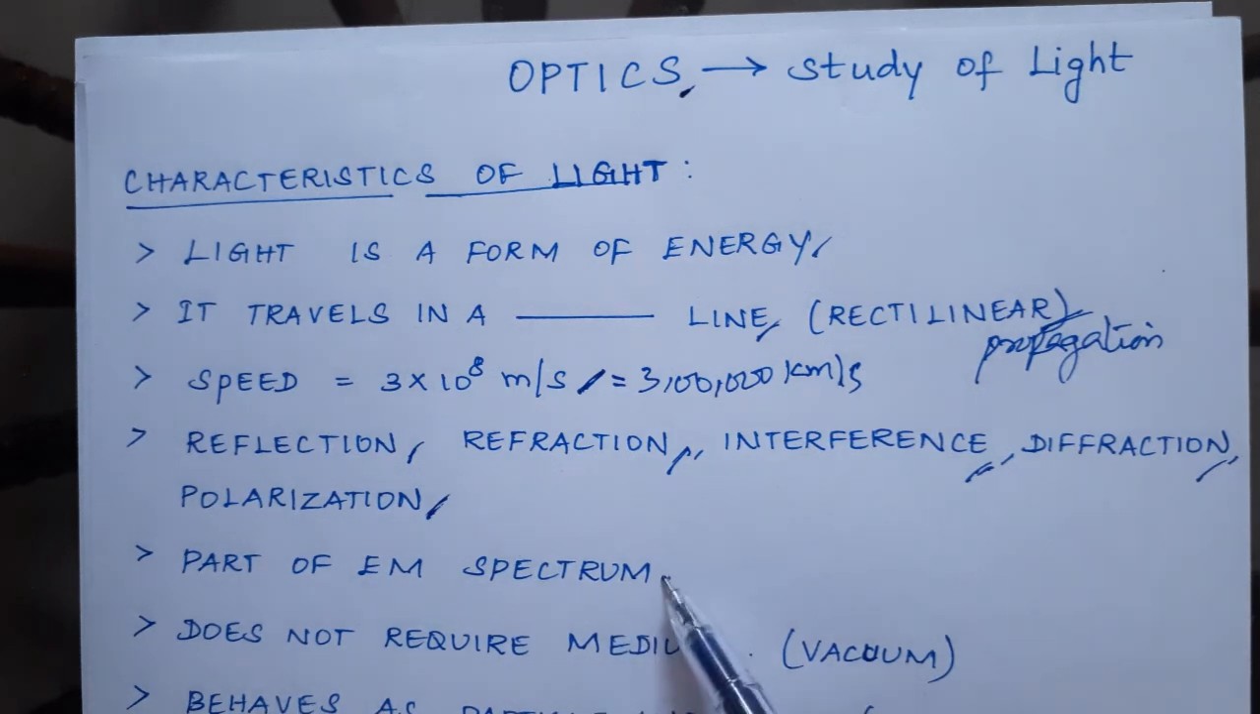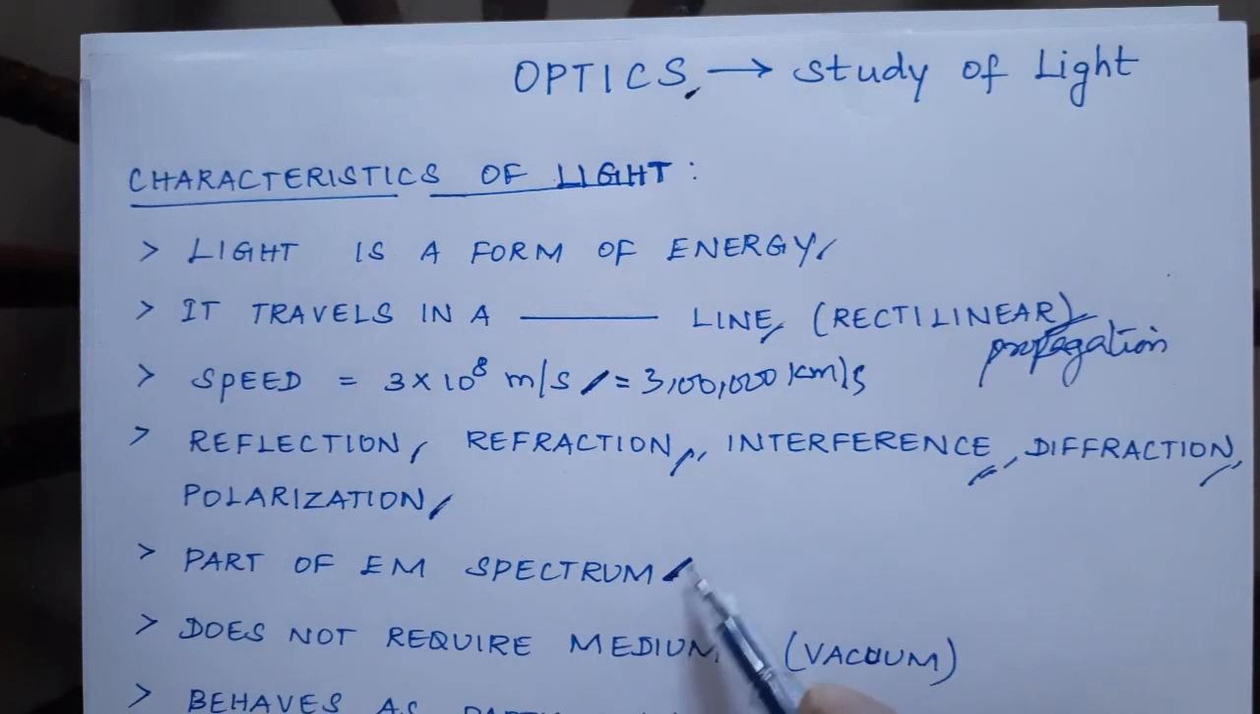Right. Light is a part of the electromagnetic spectrum. The electromagnetic spectrum starts from radio waves, which have longer wavelength, and ends in gamma rays, which have shorter wavelength. Based on wavelength and frequency, you can classify the electromagnetic spectrum into 7-8 parts: radio waves, microwaves, infrared, visible spectrum, ultraviolet, X-rays and gamma rays. So visible light is part of the electromagnetic spectrum.